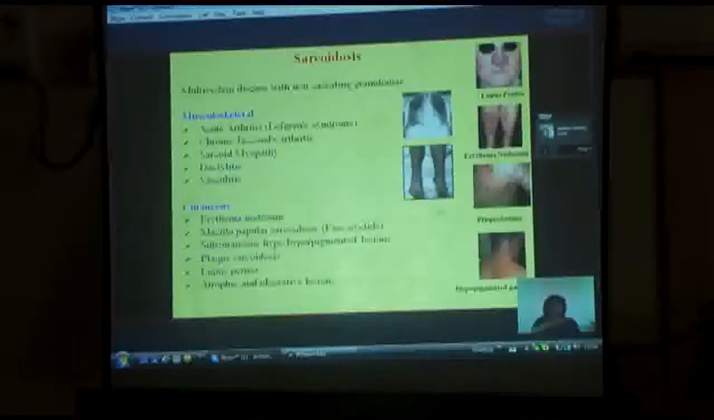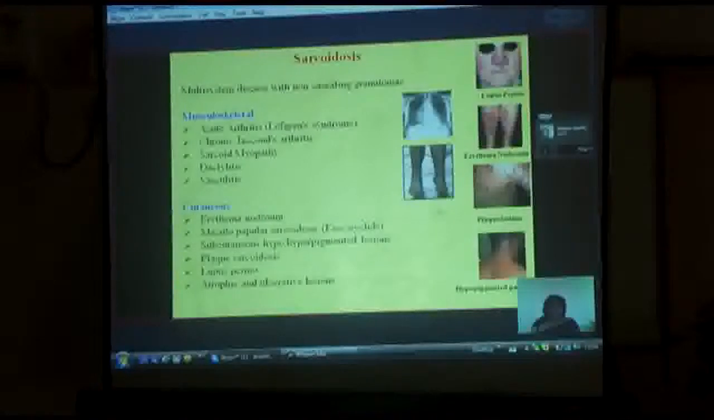Sarcoidosis, which is a multi-system disease with non-caseating granulomas. In rheumatology, we see them either with acute or subacute disease when they present with ankle periarthritis, hilar tendinopathy, and erythema nodosum. But we do see sarcoid patients with chronic arthritis and sarcoid myopathy. They can also present with dactylitis or vasculitis.